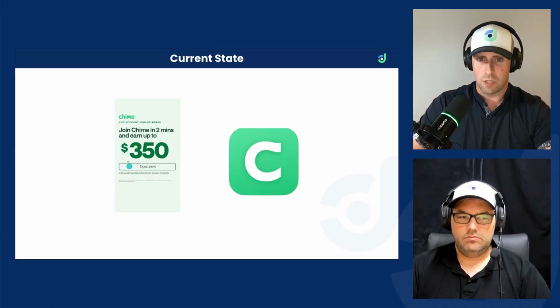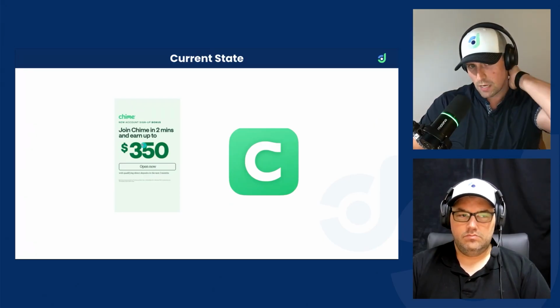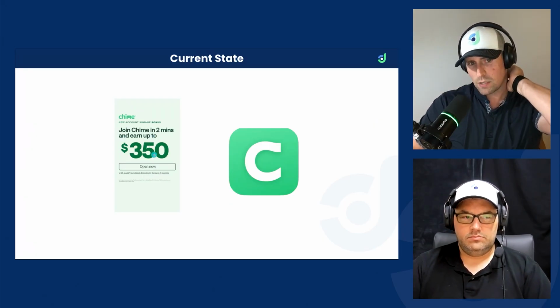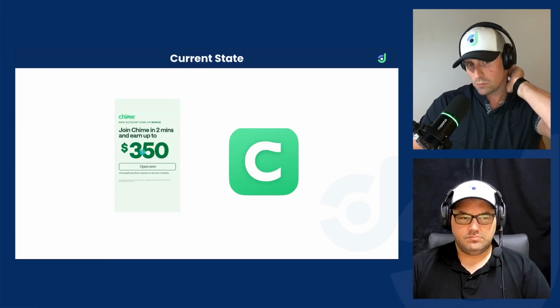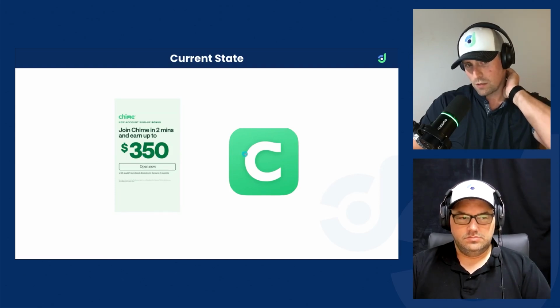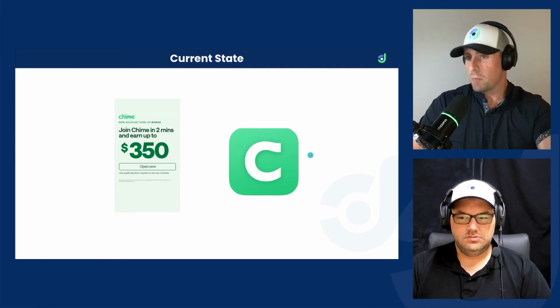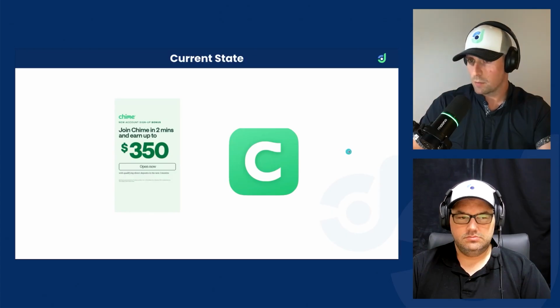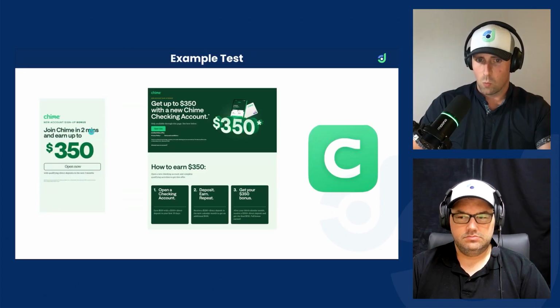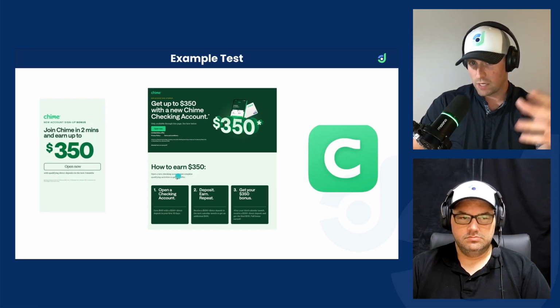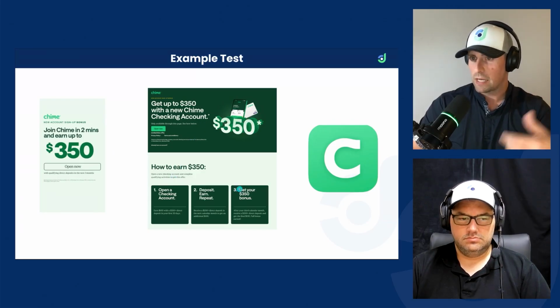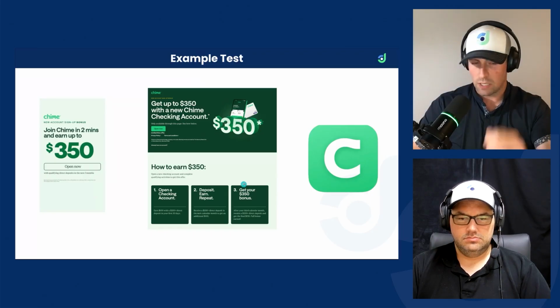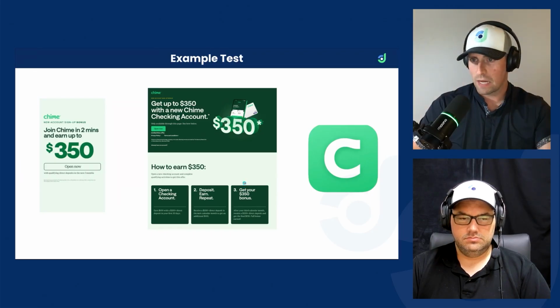And so as an example here, I grabbed this from Chime's Facebook ad library. Join in 2 minutes and earn up to $350. So if you did this straight to the app, it may work fine, right? But what they did is they had this ad drive to this landing page, which gave more context, explained how you earn the $350, and then they're pushed into the app. This is something that can make a massive difference.